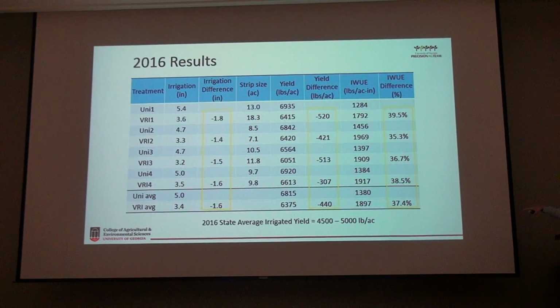Look at the first box highlighted in yellow. In each of the cases, the dynamic VRI strips use slightly less irrigation water, about 2 irrigation events less overall per season. The second highlighted yellow box is the yield difference. So Irrigator Pro, in this instance, out-yielded us by an average of about 440 pounds per acre. So Irrigator Pro outperformed us. But look at the water use efficiency. We had a 37 to 40% improvement in water use efficiency by using dynamic VRI.